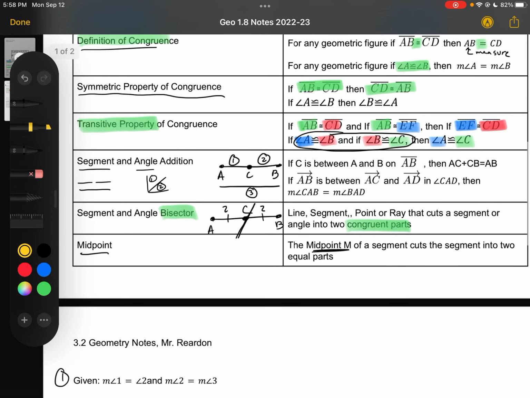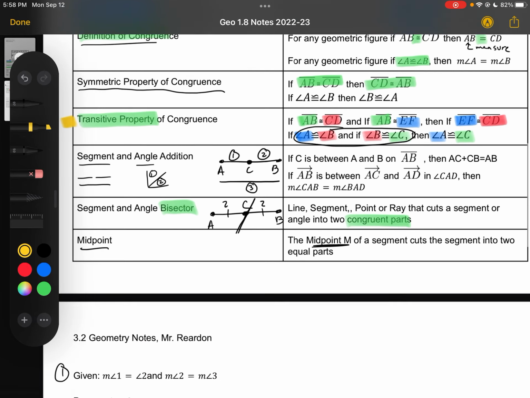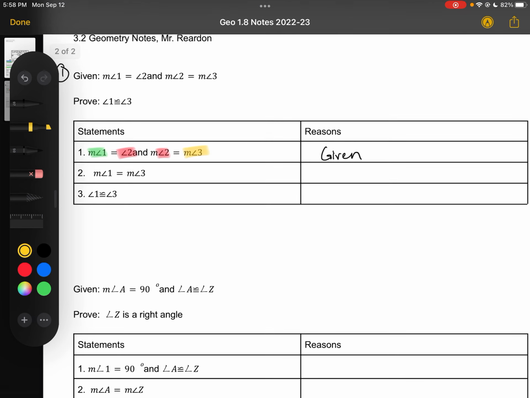That brings us back up to our transitive property up here. So the transitive property is going to tell us that if 2 is equal to both the same things, then the things that 2 is equal to must also be equal to each other. So if we cut out our middleman here, if we cut out 2, it's going to tell us that 1 is equal to 3. So, transitive property of congruence.